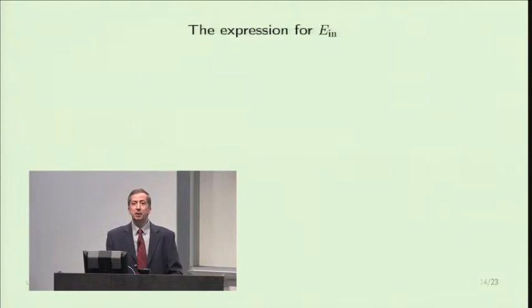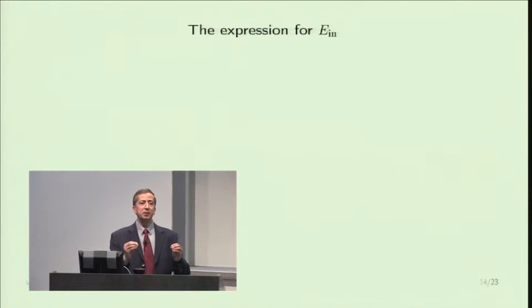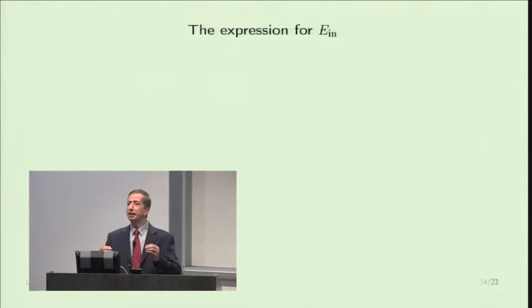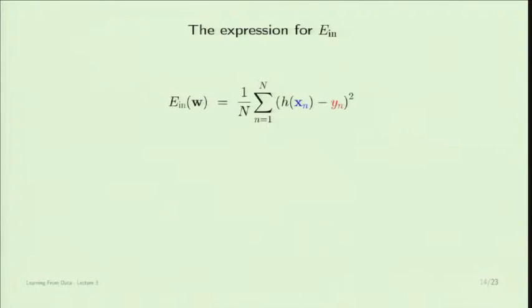Now, let's look at the expression for E_in, and that is the analytic expression we are going to try to minimize, and that will make us derive the linear regression algorithm. So we wrote this before, and you have the value of the hypothesis minus y_n, squared, because it's a squared error, and because it's linear regression, this value h(x_n) happens to be w transpose x_n. It's a linear function of x_n.